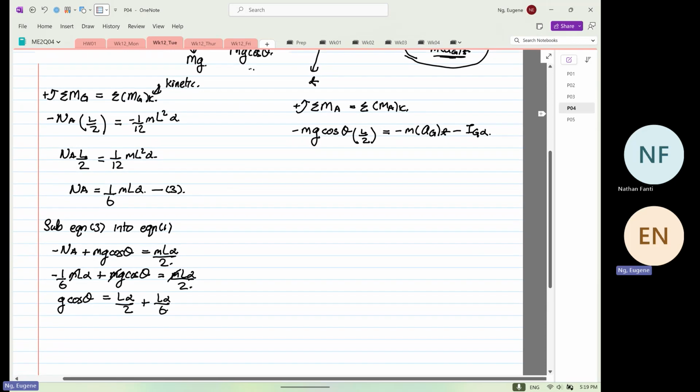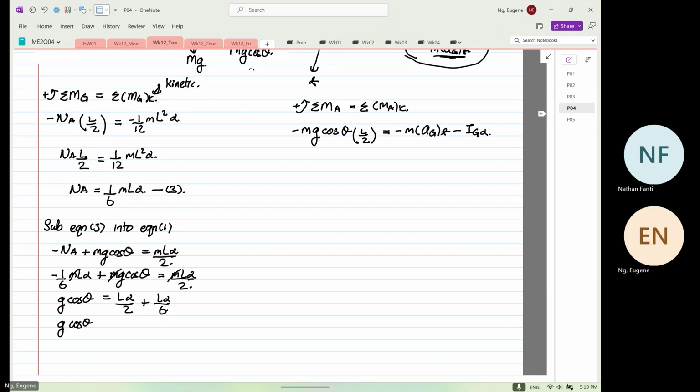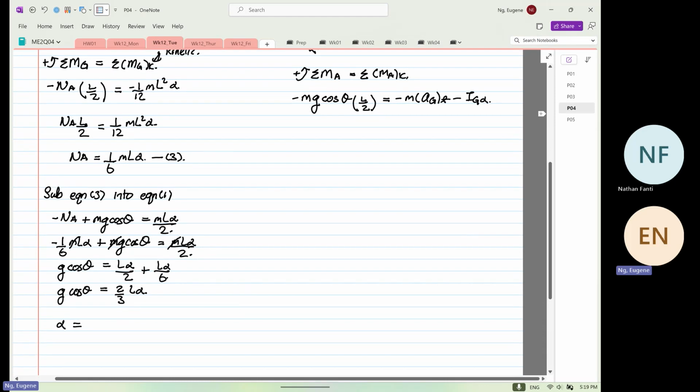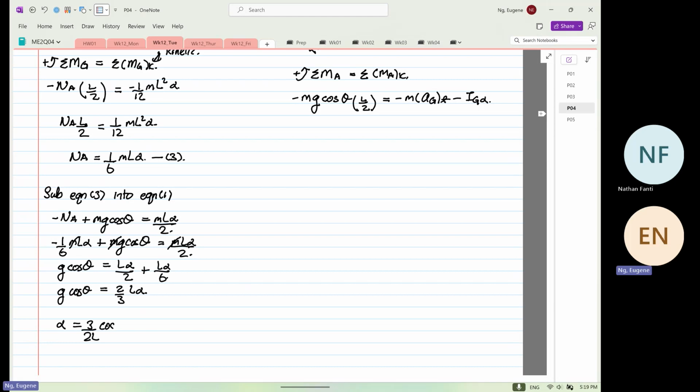So we have our first relationship. So g cos theta is equal to 2/3 L alpha. So from here, we know that alpha is 3 over 2L g cos theta. 3 over 2L. I think I missed a g. Okay.